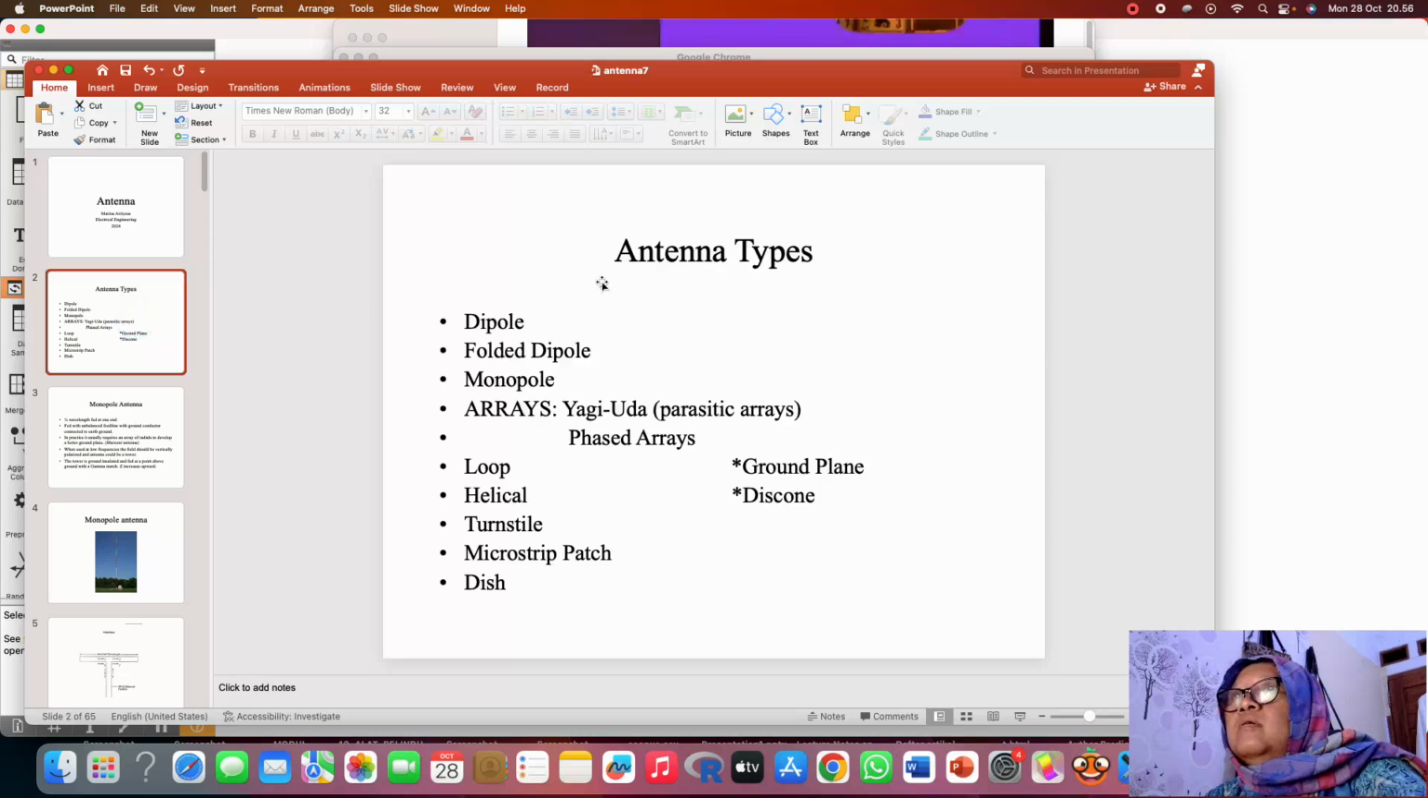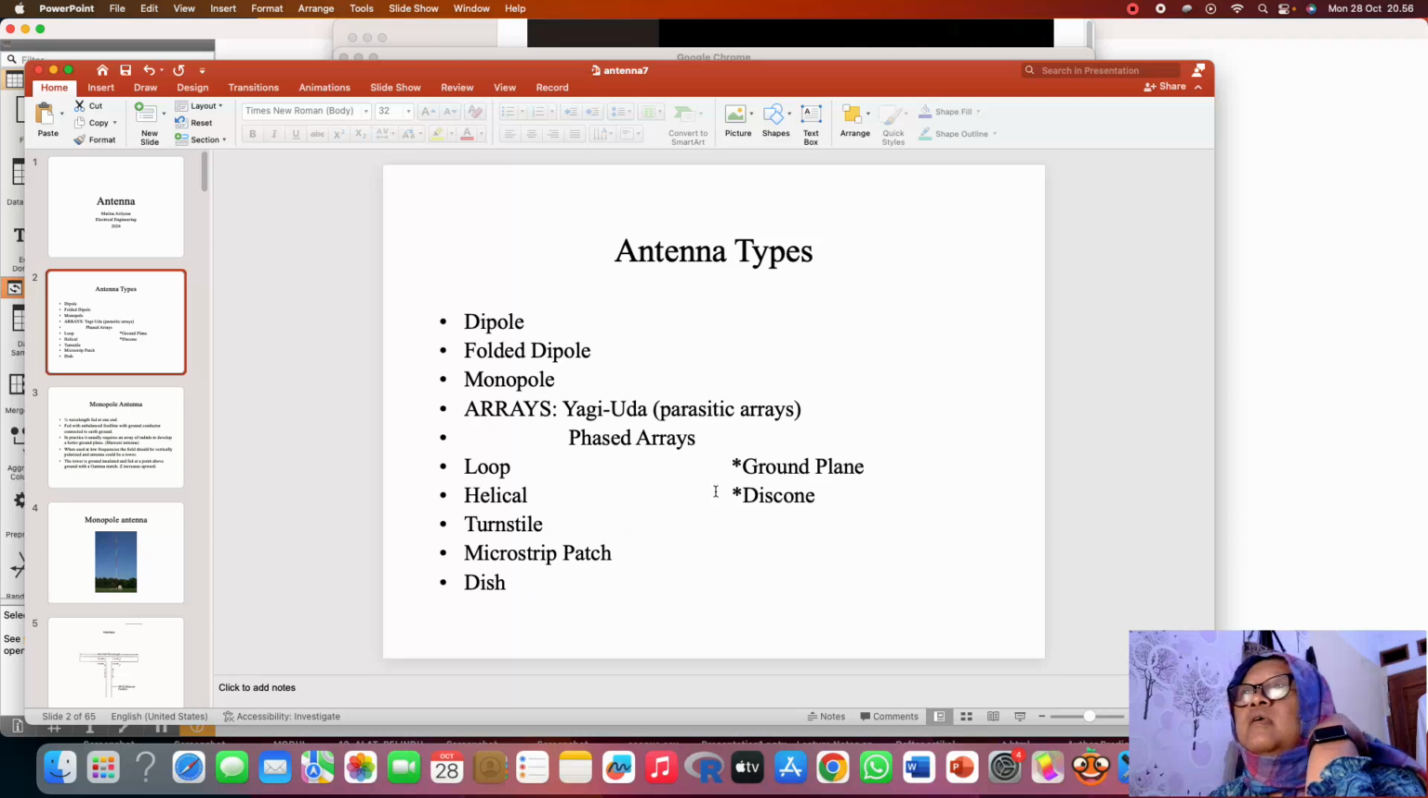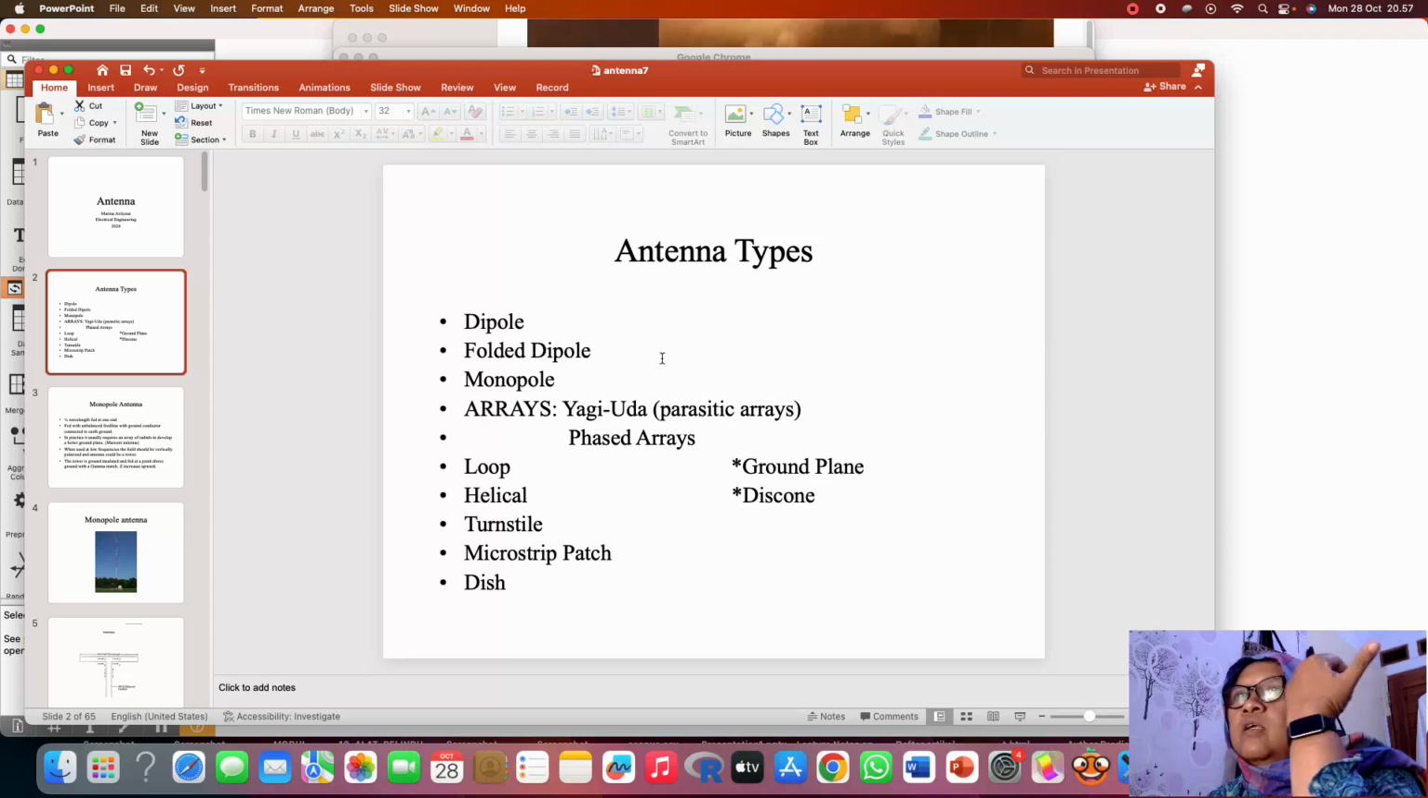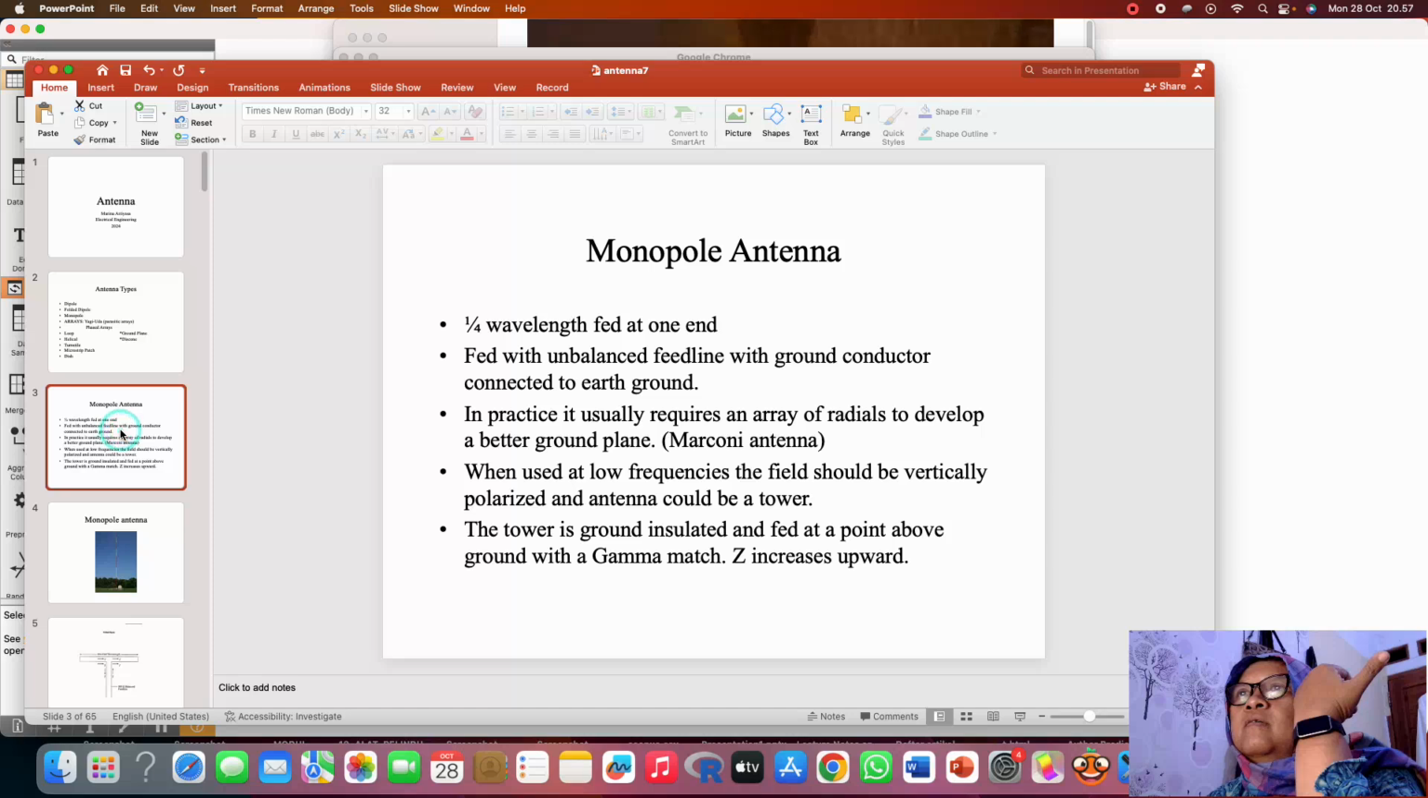Now we go to the antenna types: dipole, folded dipole, monopole, and array. Yagi-Uda, parasitic array, phased array, and then loop, helical, turnstile, microstrip patch, and parabola, and then ground plane and cone. So you can resume again about the antennas.